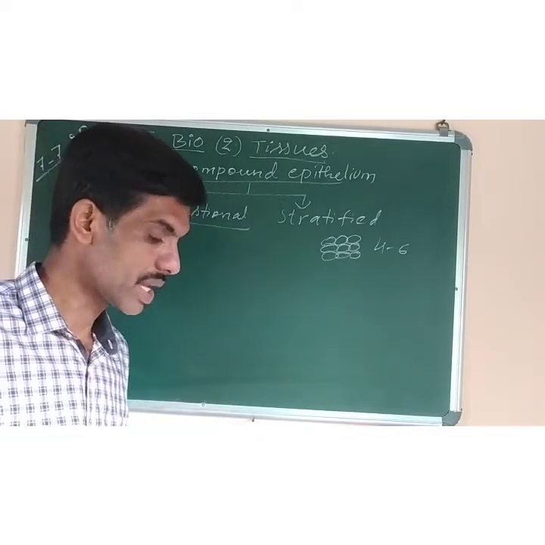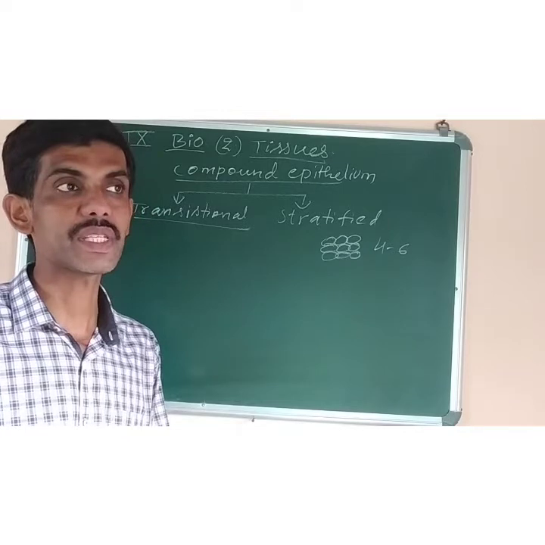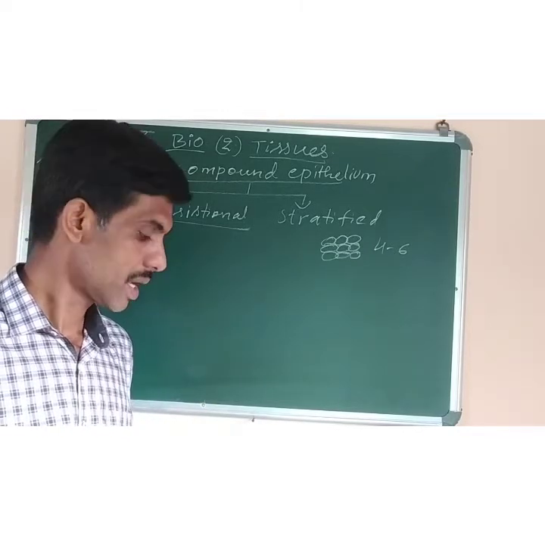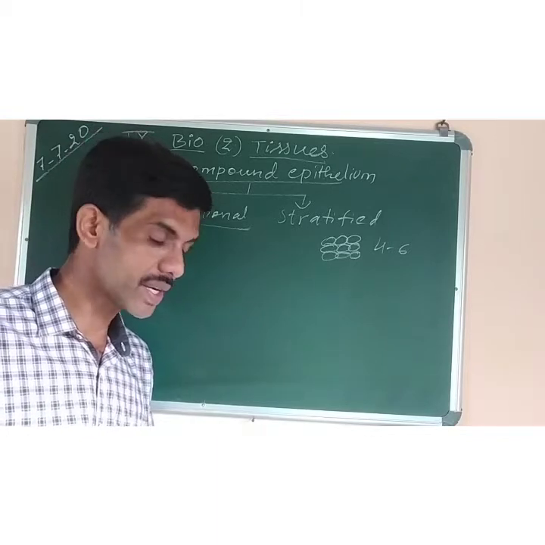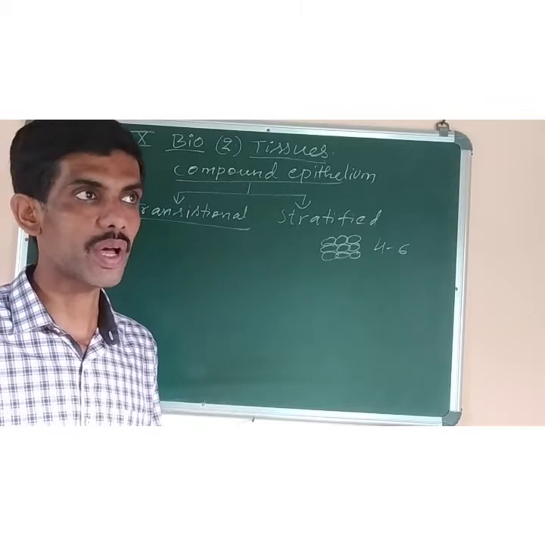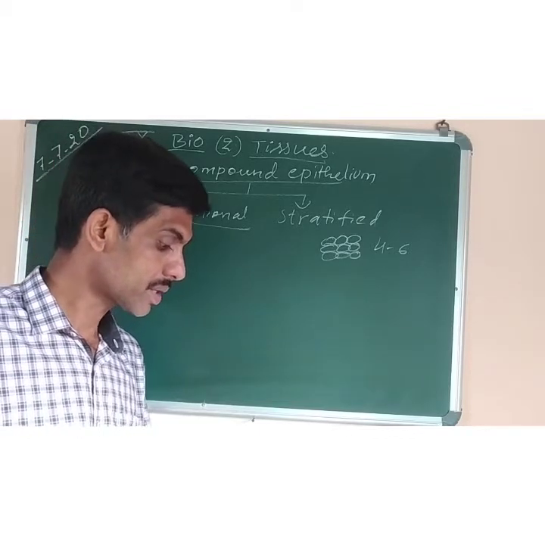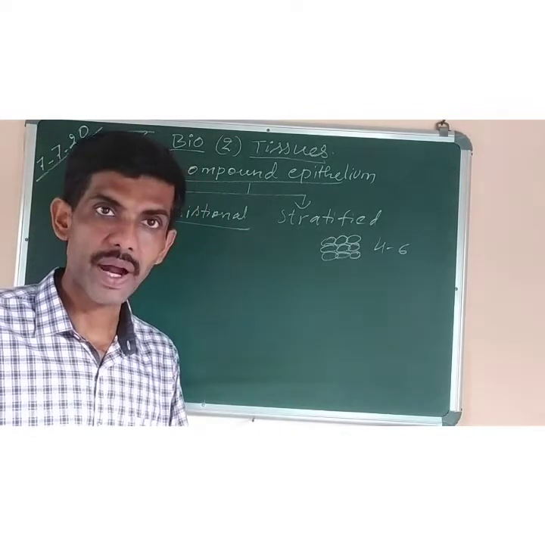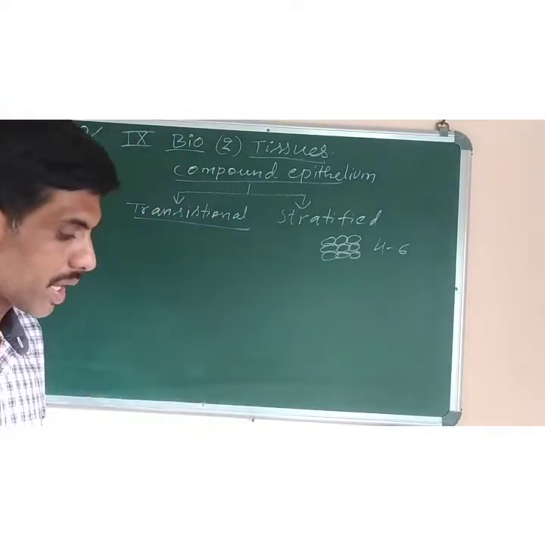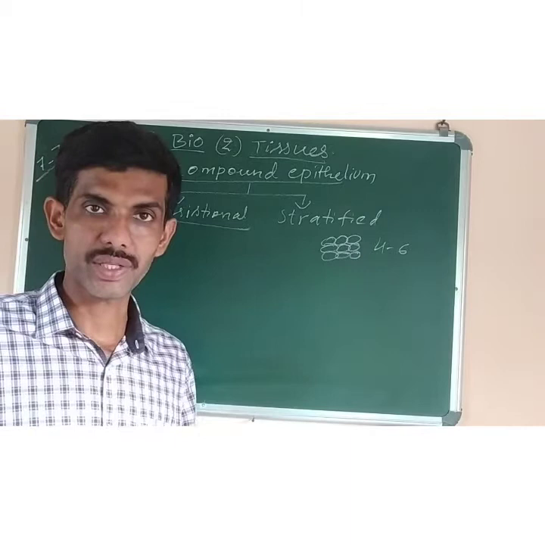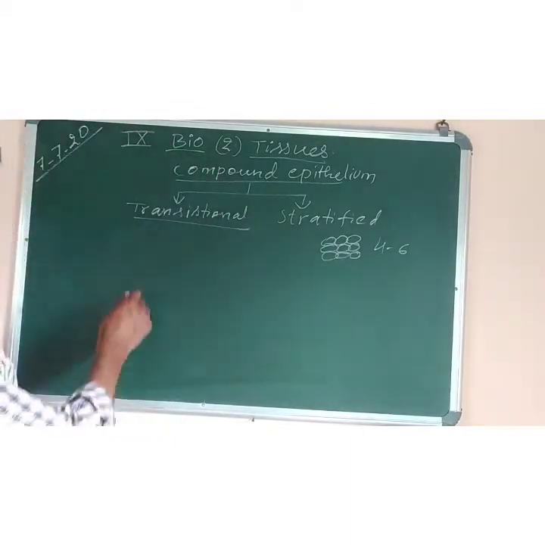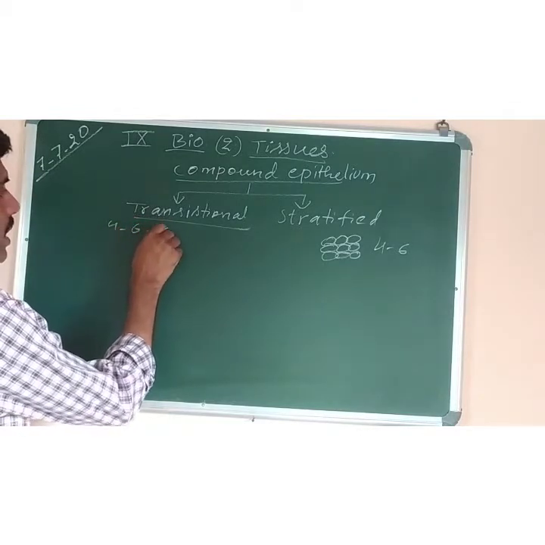So they are present in the renal calyces. Renal means in the kidney, where the urine is collected by the filtration of blood. It is found in the ureters. The function of the ureter is to carry the urine from the kidney to the bladder, and to the urinary bladder and parts of the urethra. Now what is the function? Because it is present in the urinary bladder, it can be stretched considerably without getting damaged. So 4 to 6 layers of cells are there.